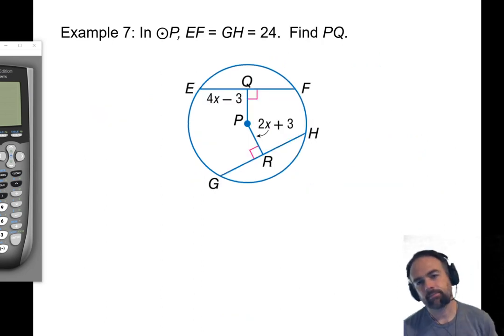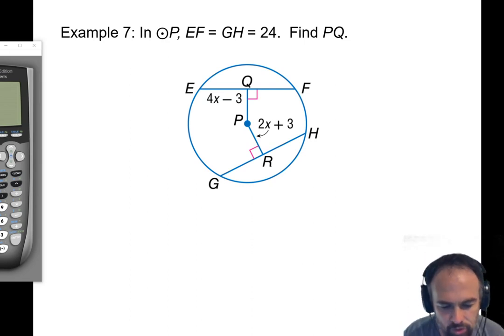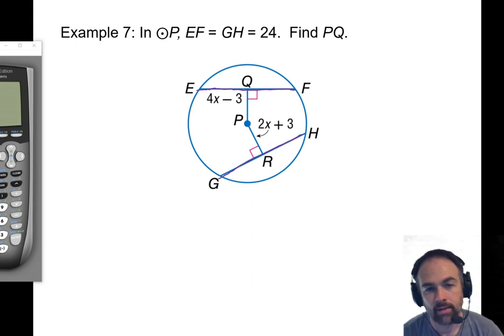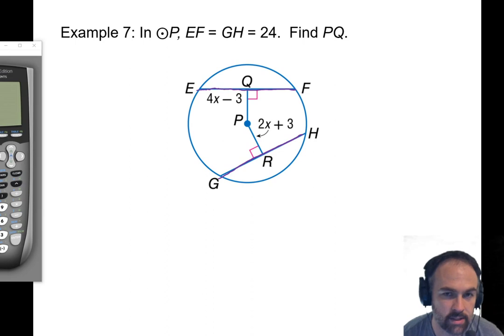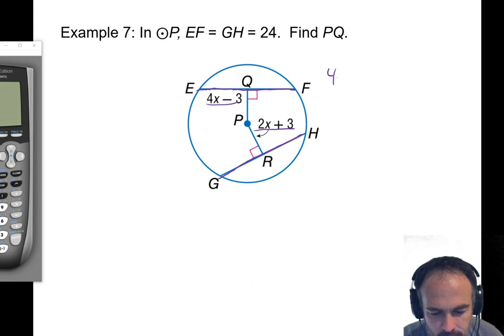All right, example 7, it tells me that EF is congruent to GH. So this chord is congruent to that chord, and I know that congruent chords are equidistant from the center, which means that 4x minus 3 must equal 2x plus 3. So 4x minus 3 equals 2x plus 3.